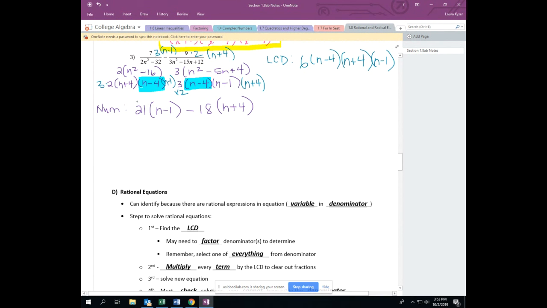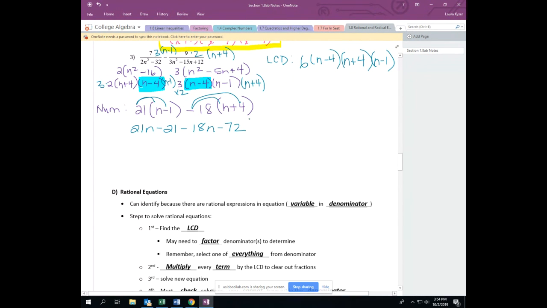So I distribute 21 times n, 21n. 21 times negative 1, negative 21. Negative 18 times n, negative 18n. Negative 18 times 4 is negative 72. So here's all of the numerator multiplied out.